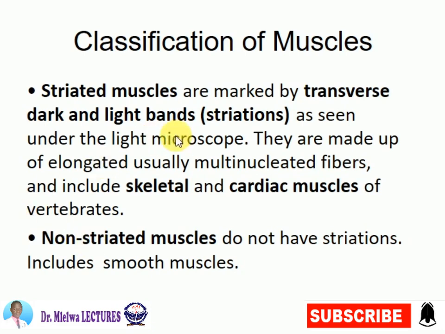So they are made up of elongated, usually multi-nucleated fibers, and include skeletal and cardiac muscles of vertebrates. We shall discuss later in histology the structure of skeletal and cardiac muscles, and how many nuclei are present in each cell of skeletal muscle and cardiac muscle. We shall study them later. And another group is non-striated muscles. These do not have striations, and they include smooth muscles.